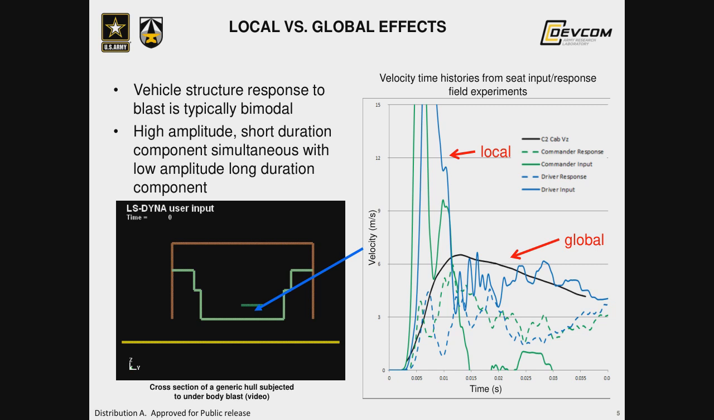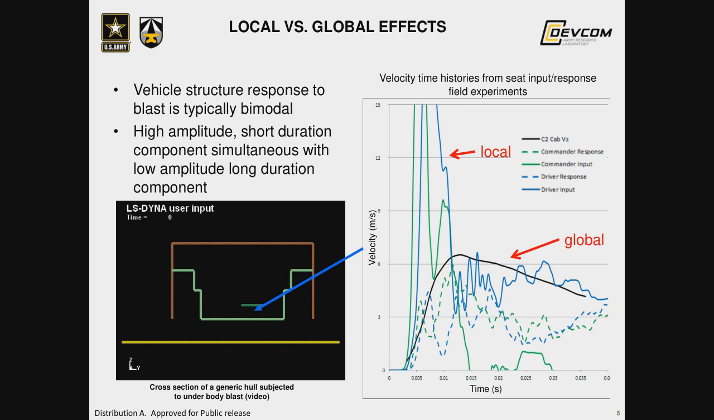First generation simulator focused on this global effect. This black trace here is actually an isolated response on the cab of the vehicle. The other traces represent inputs in solid curves to the seat, and in the dashed curves, we have the response of the seat. The seat would be an isolated system, so it would attenuate a great deal of that energy.